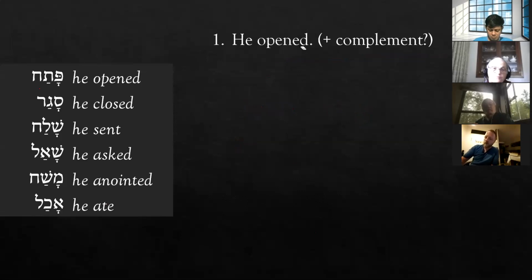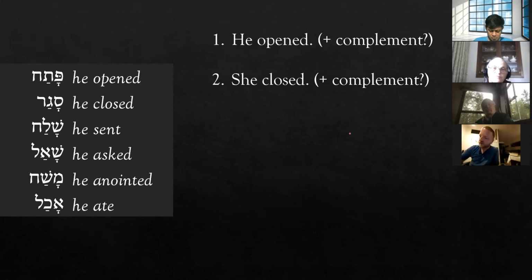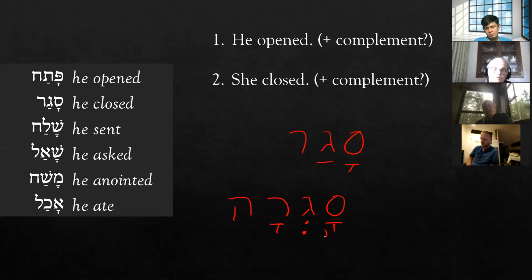Delet labayit. All right, we're going to do now sagar. Instead of he closed, we're going to say she closed. If sagar means he closed, how would we say she closed? What's the ending for she? Sagra. Yes. Ah is the ending. This one is closed here, and it's sagra. Sagra. She closed. Talking about a woman, hi sagra. Hu sagar, hi sagra. All right.